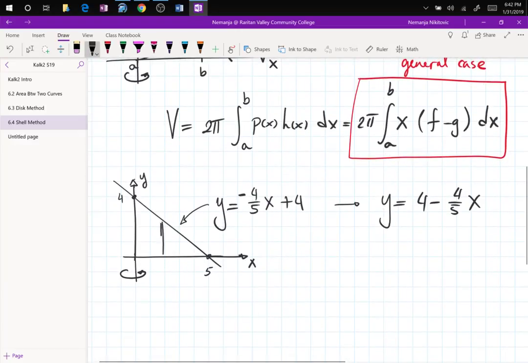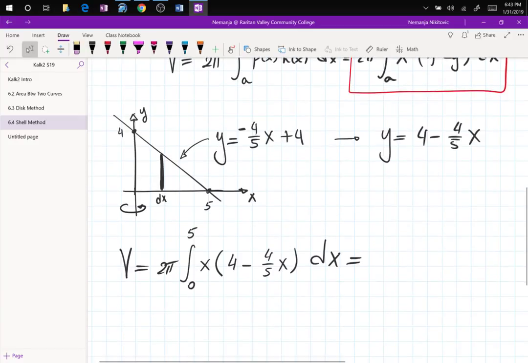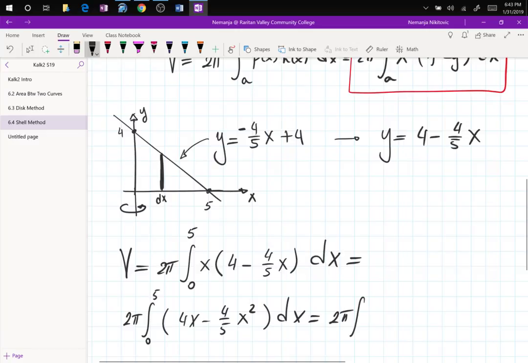I will draw representative rectangle dx, and for the volume 2 pi integral 0 to 5 x times, and now I have the function minus 0, so that will be 4 minus 4/5 x dx. As I said, very simple calculation. Don't forget it's 2 pi. It's not there for decoration, right? We have a 4x minus 4/5 of x squared dx, and we can finally solve this stuff.